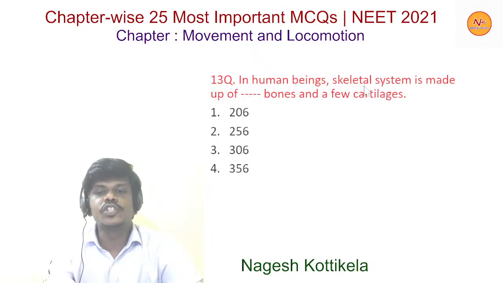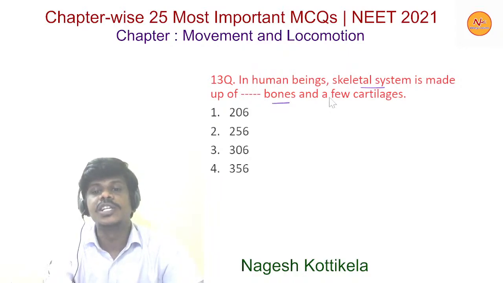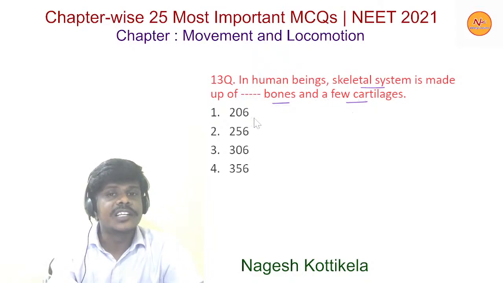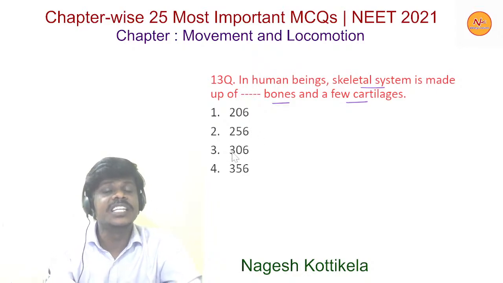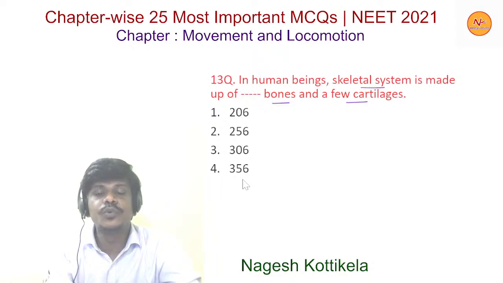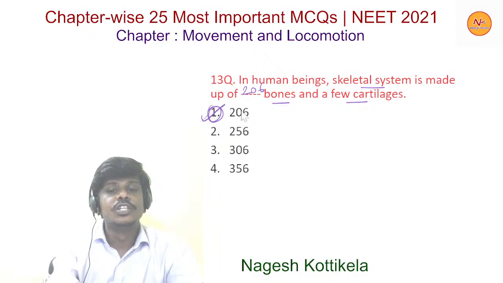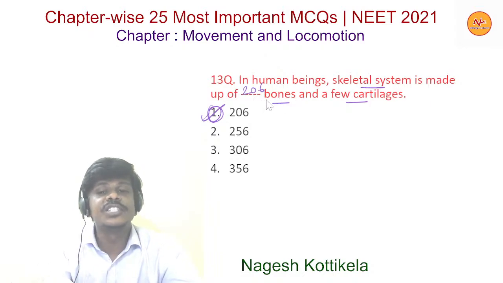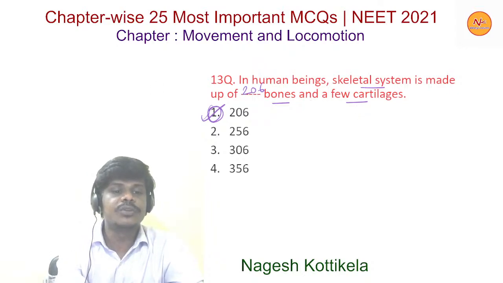In human beings, skeletal system is made up of dash number of bones and a few cartilages. Option 1, 206, option 2, 256, option 3, 306, and option 4, 356. Here 206, the first option, is the right option. So in human beings, skeletal system is made up of 206 bones and a few cartilages. Now moving to the next question.